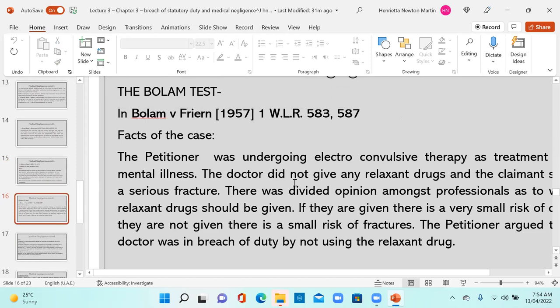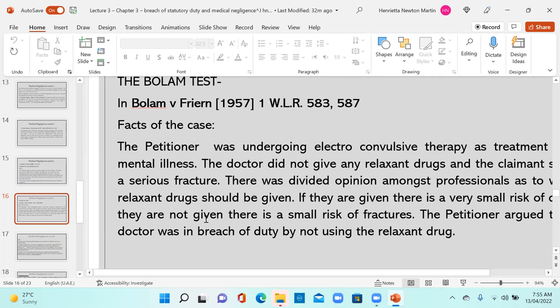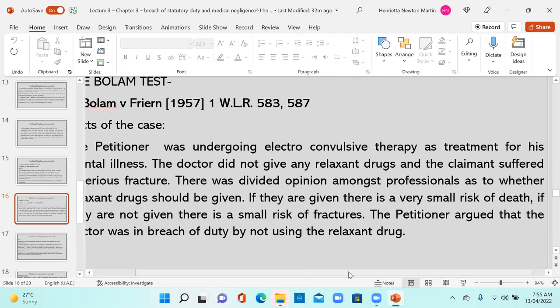Now there is this Bolam test. In Bolam versus Friern, 1957, 1 WLR 583, 587. Now the facts of the case here is, in this case, they came up with the Bolam test. So here, the petitioner was undergoing electroconvulsive therapy as treatment for his mental illness. Now here the doctor did not give any relaxant drugs, which was expected to be given. As a result, the claimant suffered a serious fracture. Now there was a divided opinion among professionals in the medical field on whether or not relaxant drugs should be given, as a matter of choice.